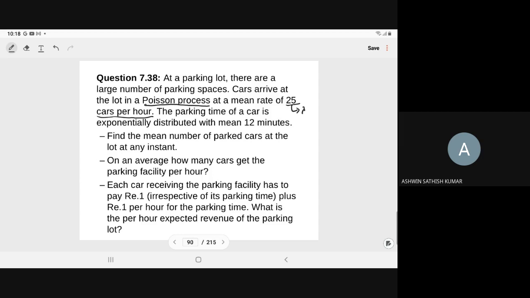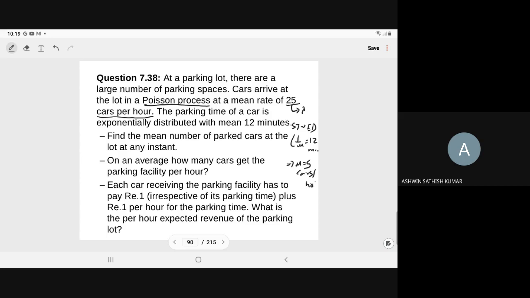The parking time of a car is exponentially distributed. Means it is the service time. Service time is exponentially distributed with mean 12 minutes. So service time is given to you as exponentially distributed with 1 upon mu as 12 minutes. So this implies that mu is equal to 5 cars per hour. It is given to you. The mu is equal to 5 cars per hour.